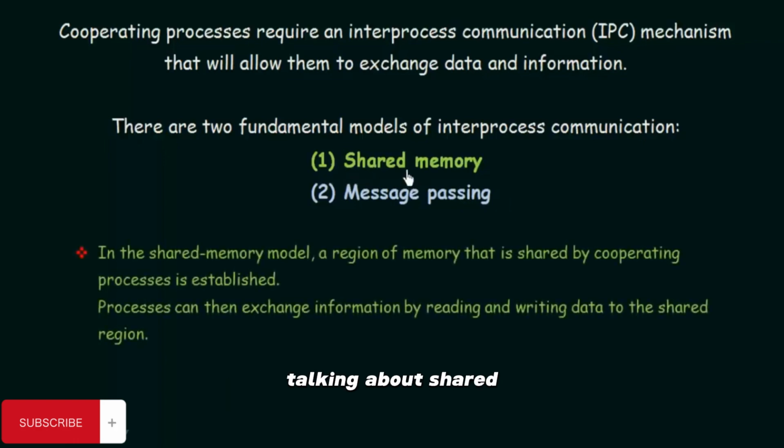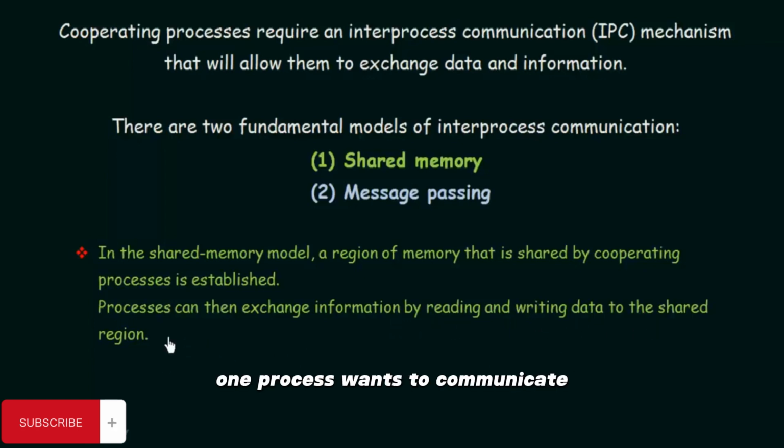So first of all, talking about the shared memory system. In the shared memory model, a region of memory that is shared by cooperating processes is established, and processes can then exchange information by reading and writing data to the shared region. So there will be a portion of memory that can be shared by all the processes that are cooperating with each other. And they will exchange information by reading and writing data to the shared region.